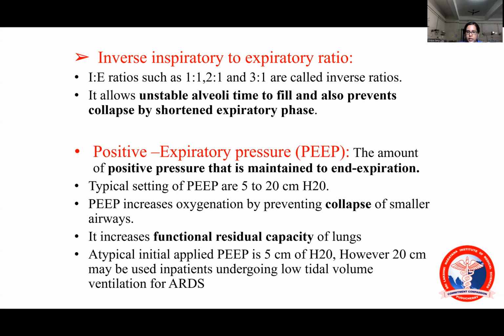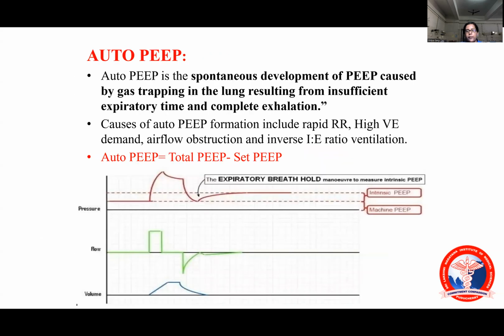Coming to PEEP, positive end expiratory pressure. This is the amount of air left in the lungs to prevent atelectasis or atelectotrauma or collapsibility of the lungs. Normally we set PEEP from 5 to 20 centimeters of water to prevent collapsing of the airway, and it also increases the functional residual capacity, thereby increasing oxygenation. So what is called auto PEEP?